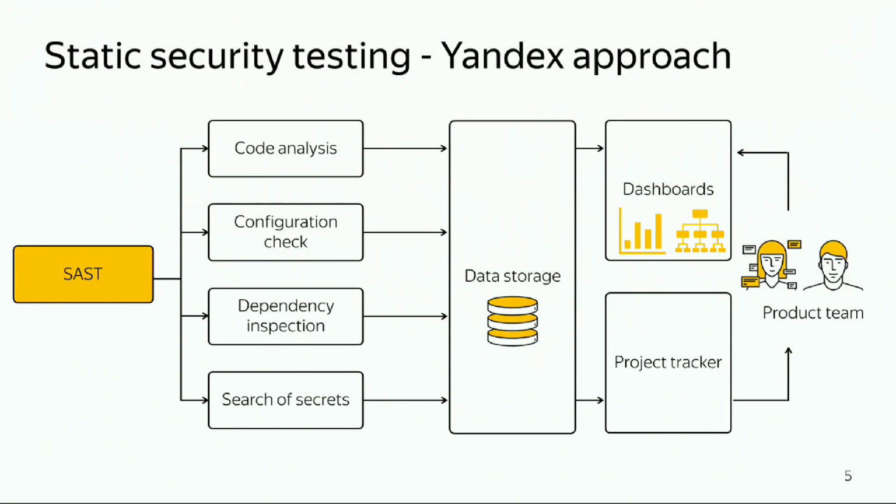When we are talking about SAST, we are thinking about the four main static security testing steps. The first one is, of course, the analysis of code sources. Every product has source code, and you can perform source code analysis to find vulnerabilities. There are several tools for that, and it's a convenient and very popular way.